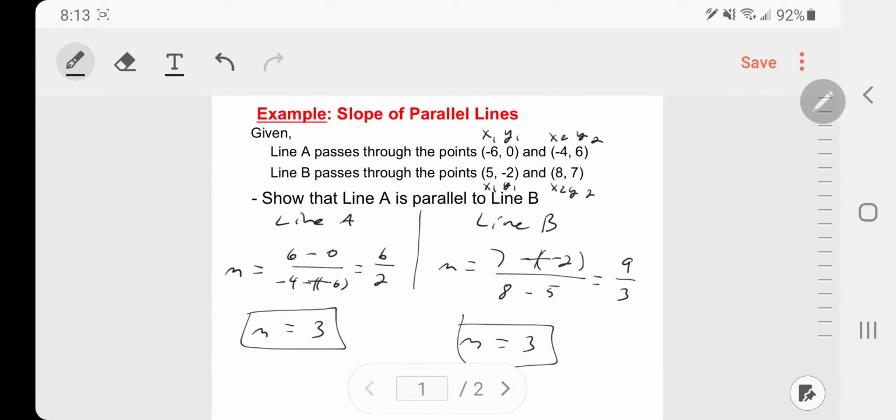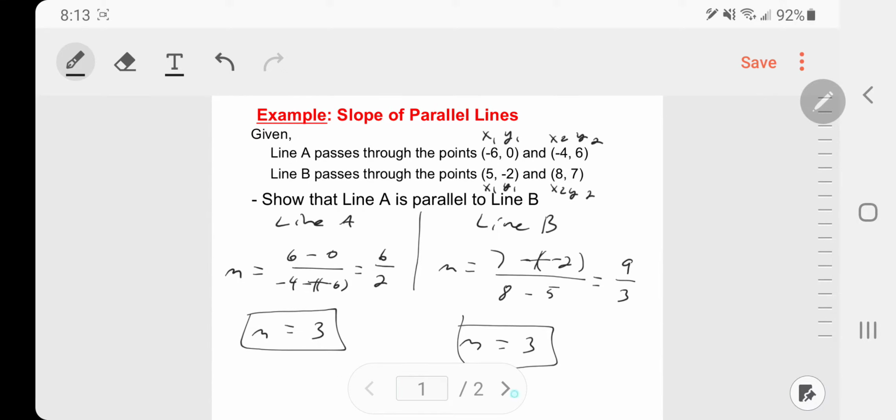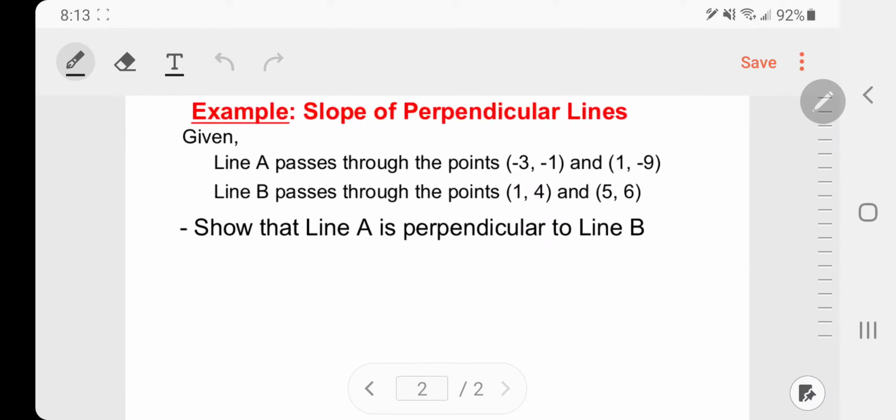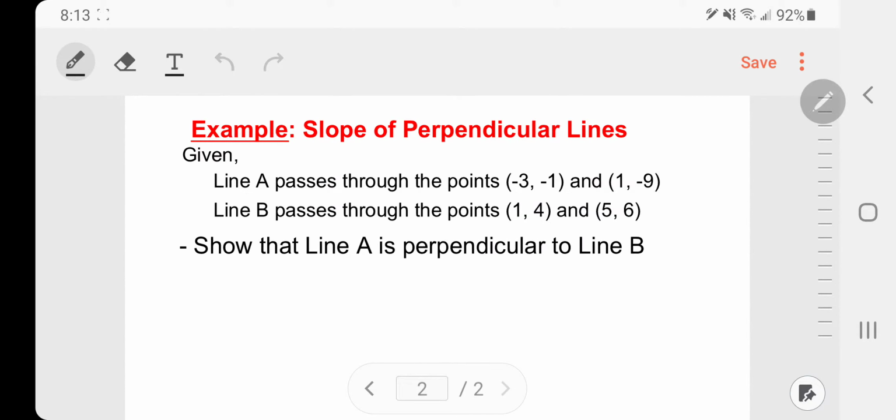Now let's take a look at the possibility of getting perpendicular slopes. Similar question. Given line A passes through (-3, -1) and (1, -9), and line B passes through (1, 4) and (5, 6), show that line A is perpendicular to line B. Again, from the prior video, we know that in order for lines to be perpendicular, their slopes need to be opposite reciprocals of one another. So again, let's find the slope of line A and the slope of line B, and then compare our two answers.